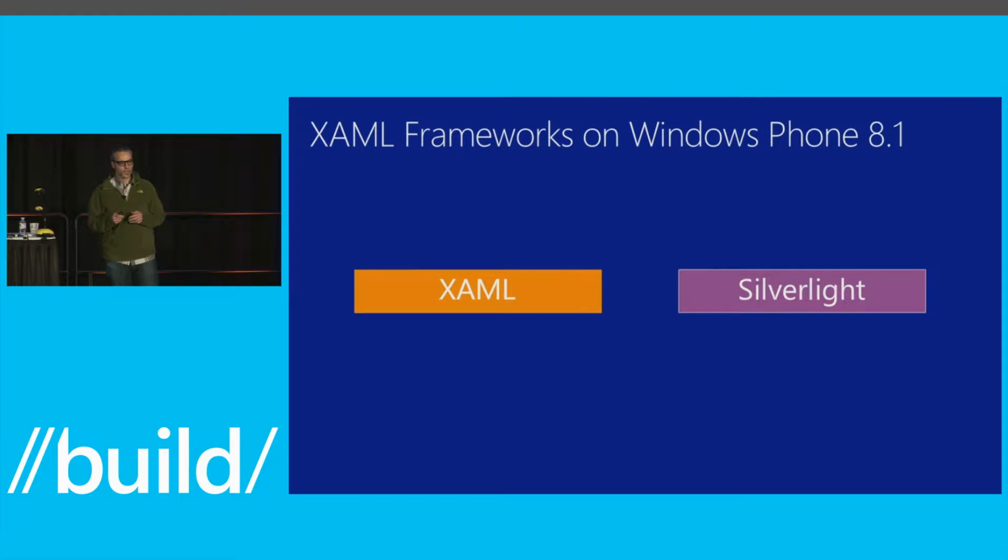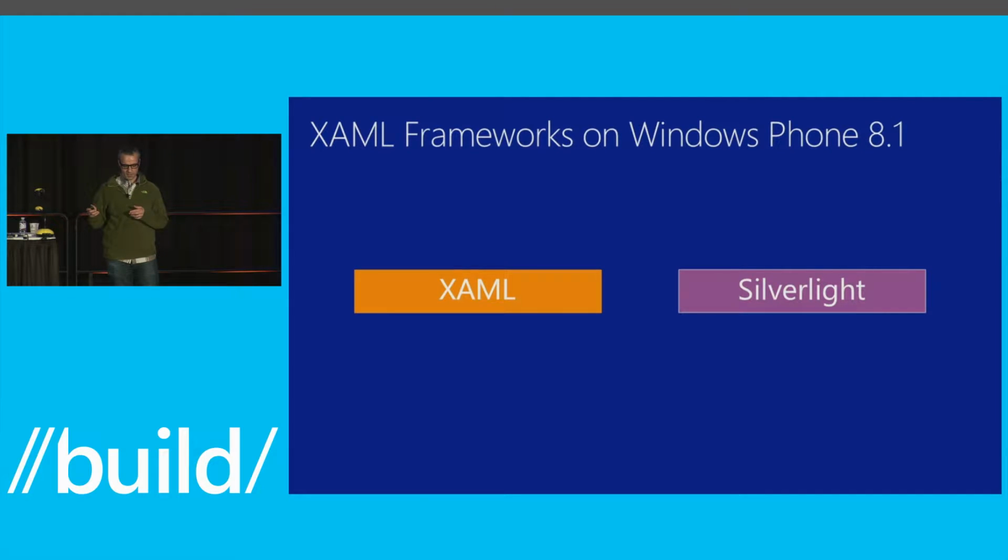All right, so as I mentioned, we now have 2 XAML-based frameworks on Windows Phone. We have the new XAML Converged framework. We brought a lot of that from Windows. You've been hearing a lot of that in the keynote and other talks. And then we have our Silverlight-based framework. Like I said, that's the framework you've been using since Windows Phone 7.